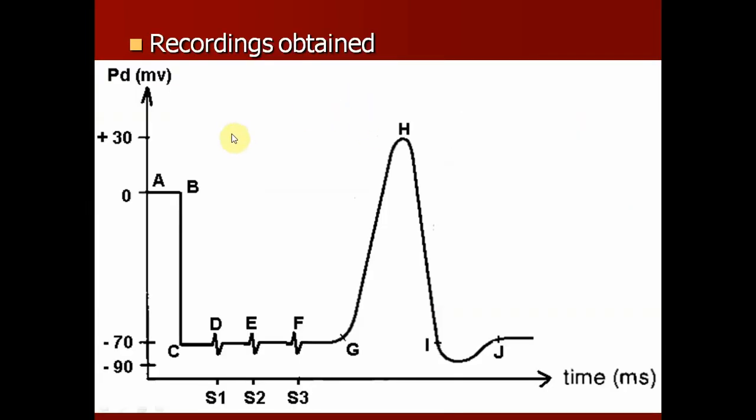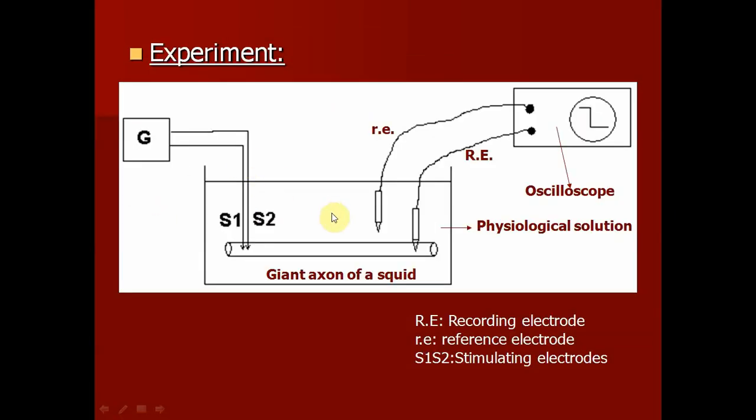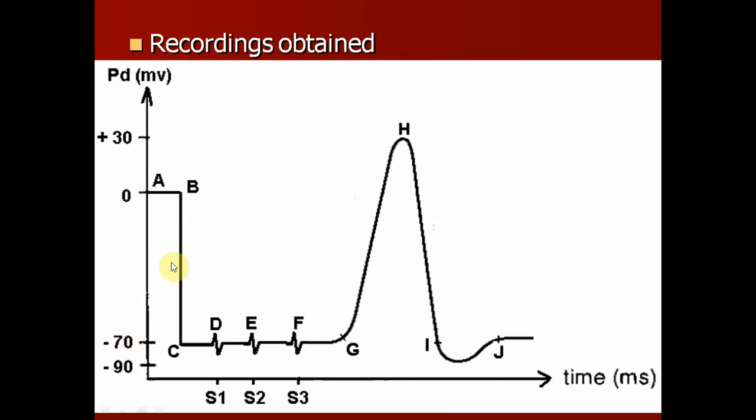What we will observe is the following. First of all, it was 0 millivolts. Why? Because the two electrodes, the reference electrode and the recording electrode, were in the same medium, and that means there was no potential difference. Then at the moment of insertion, I directly record minus 70 millivolts, which is the resting potential. Now, when I stimulated by S1 and S2, I just recorded a small artifact of stimulation, but nothing else. We maintain the resting potential at minus 70.